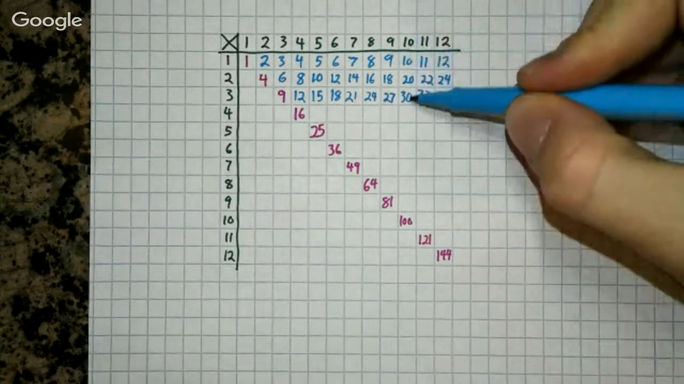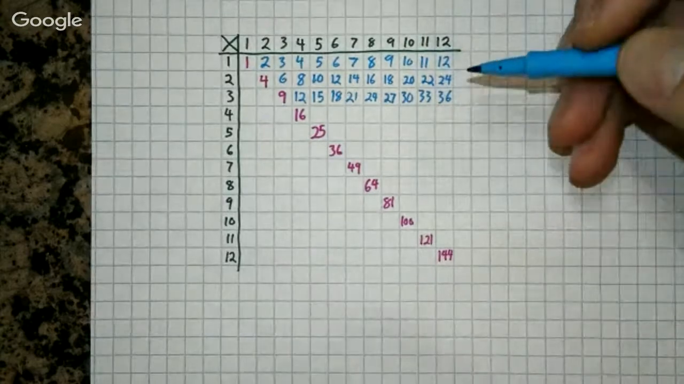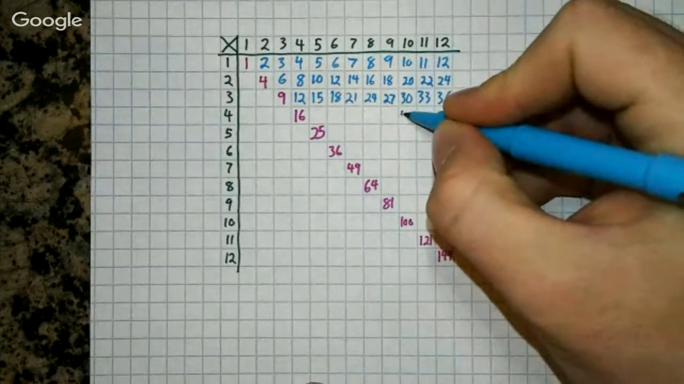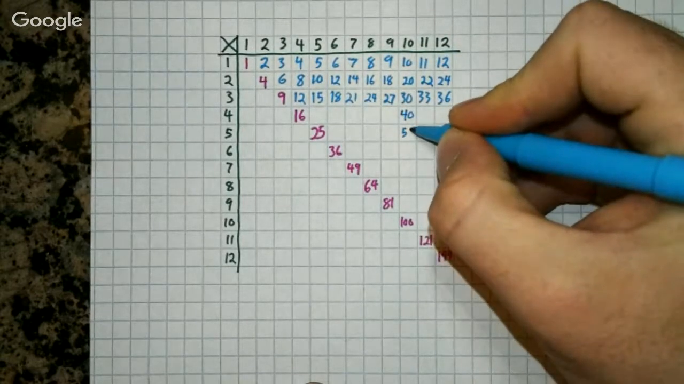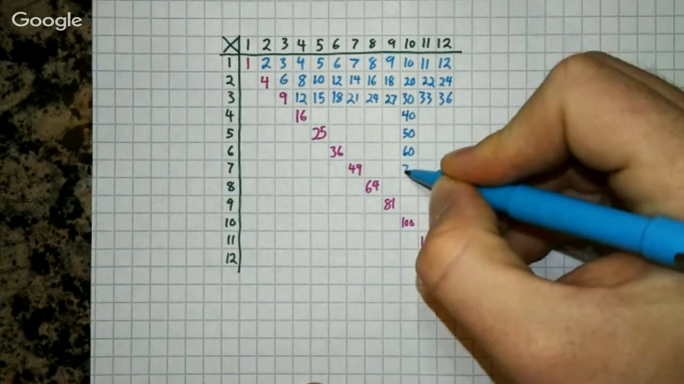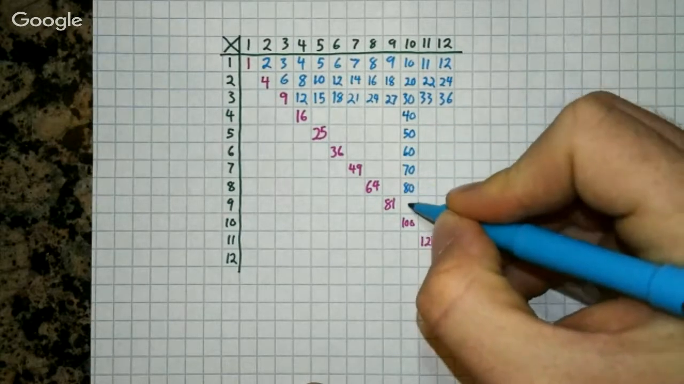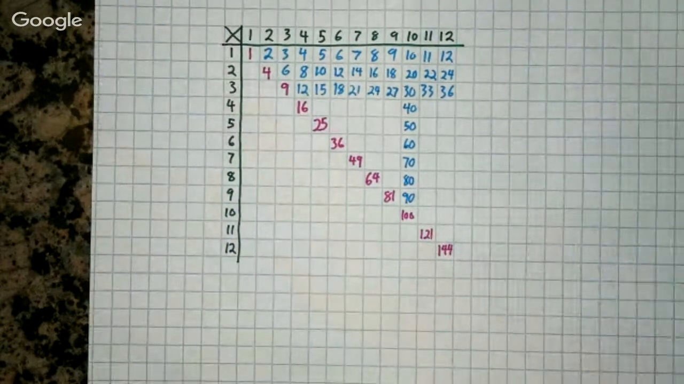Like if you can see right here, 10 is counting by tens, and we know that. So 10, 20, 30, let me just go down and put 40, 50, 60, 70, 80, and 90. I know that pattern's in there pretty well.